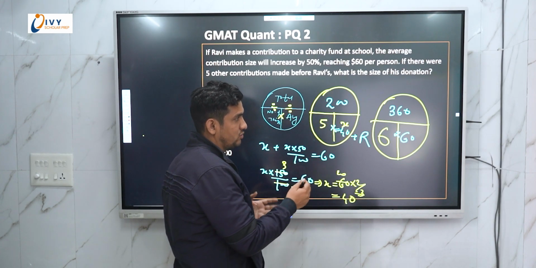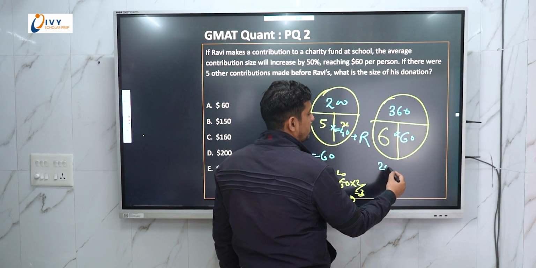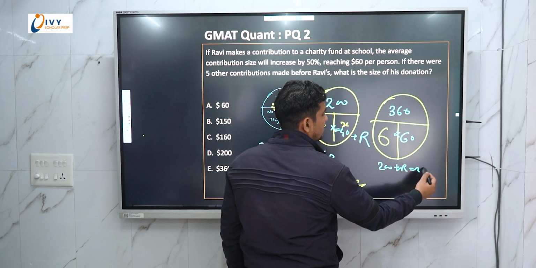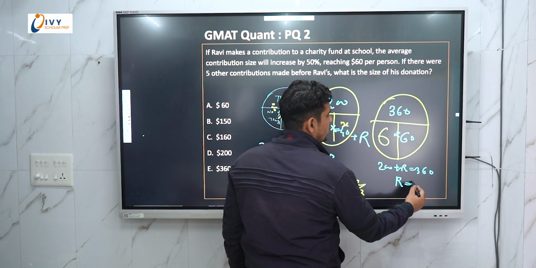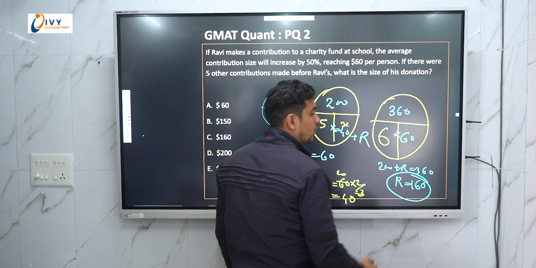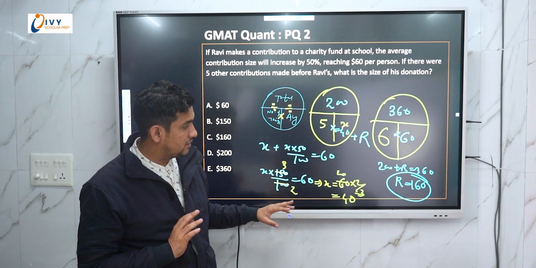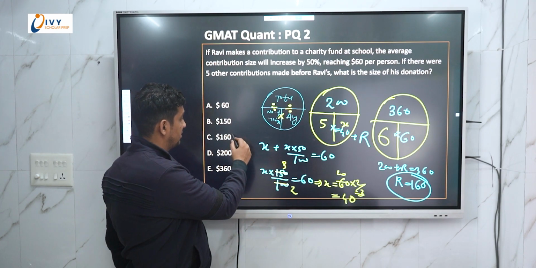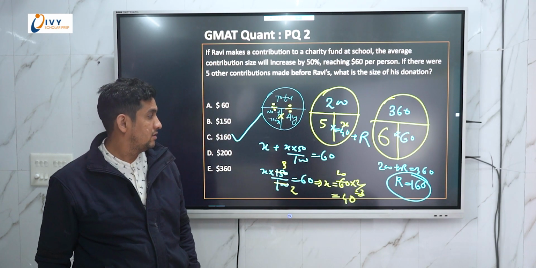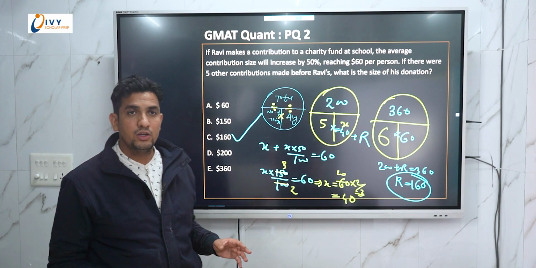If I need to get the value of Ravi, you can get it easily now, because 200 plus Ravi is 360. So Ravi is eventually only $160, nothing else. That's it. I hope you guys got it. So the answer has to be $160. That's the correct answer. I believe you understood this.